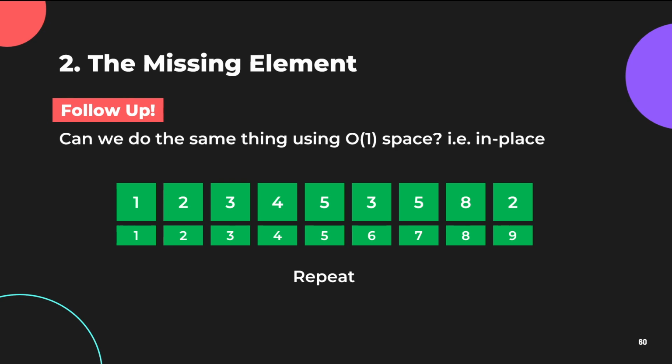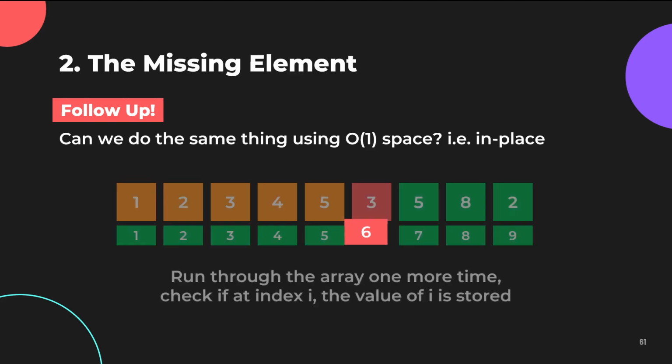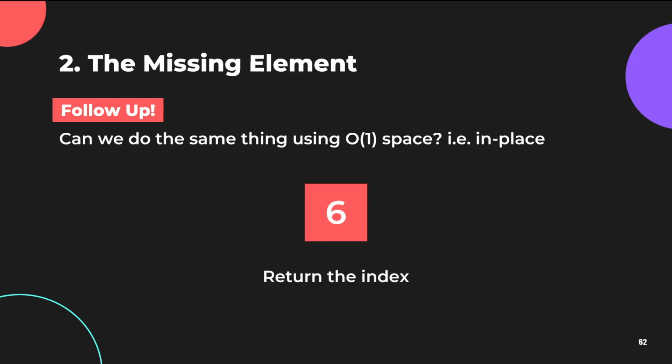Then how do we know which element is missing? Check linearly. Yeah, we are going to check linearly. Okay? So 1, 2, 3, 4, 5 is correct in its own index. But at index 6, your element is 3. So what is the missing element? 6. Okay, then we return the index.